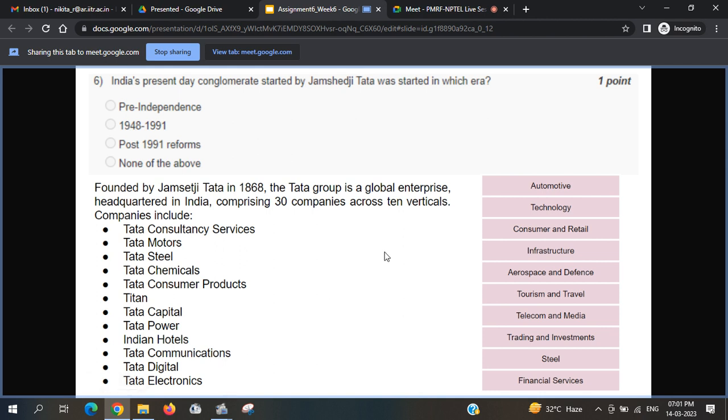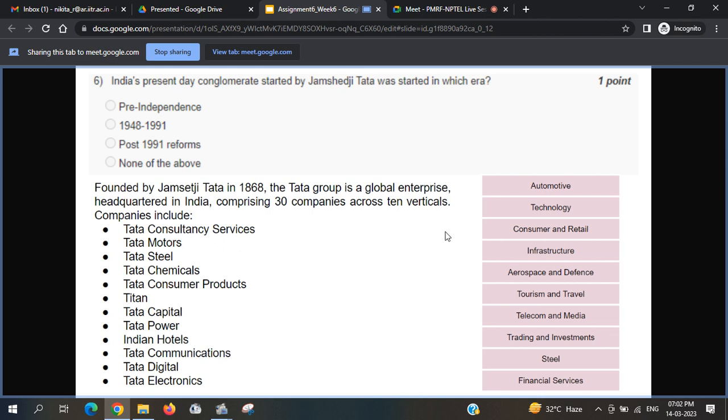So Jamshedji Tata founded India's earliest global conglomerate or enterprise, and he did it in 1868, which was pre-independence period. So this global enterprise is headquartered in India, and it now comprises of 30 companies across 10 different verticals. These companies include Tata Consultancy Services, or TCS, you might know, then Tata Motors, Tata Steel, Tata Chemicals, then Tata Consumer Products, Titan, Tata Capital, Tata Power, Indian Hotels, Tata Communications, Tata Digital, and Tata Electronics.